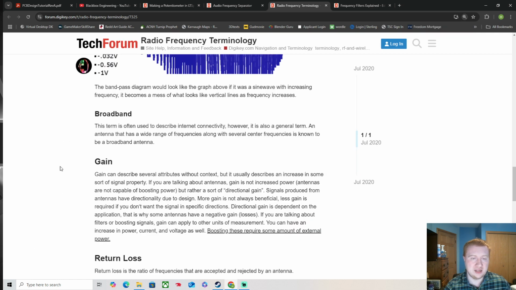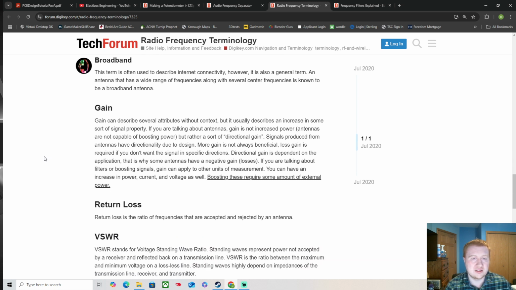So broadband, it's typically understood better as a loose term when you talk about internet. There is a general term in the RF world. Broadband simply means an antenna that has a wide range of frequencies and potentially several center frequencies that it operates best at. So, yeah, broadband could apply to specific antennas too. It's not just an internet thing.